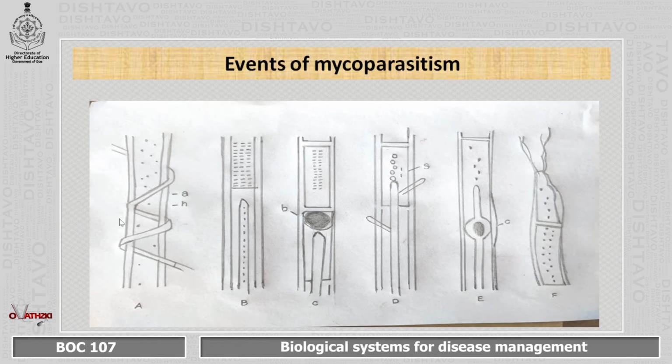In the first structure, A, you can see the antagonist, the spiral one, and the longer, straight one is the host hyphae. The antagonist comes in contact with and coils around the host hyphae. Due to coiling, the host hyphae loses its strength. Due to the antagonist's capability to secrete cell wall-degrading enzymes, it penetrates into the cell wall.